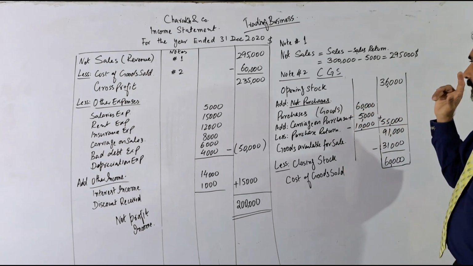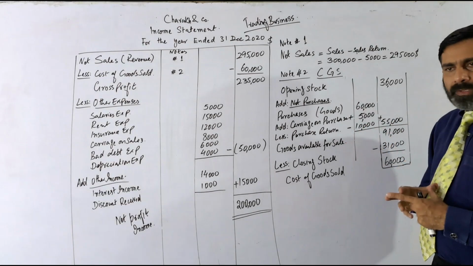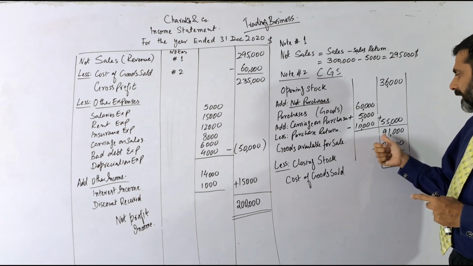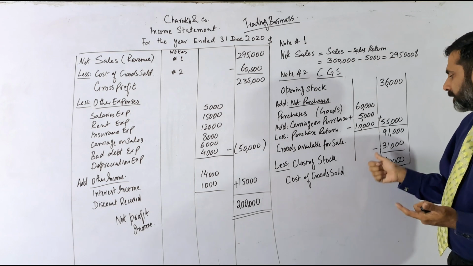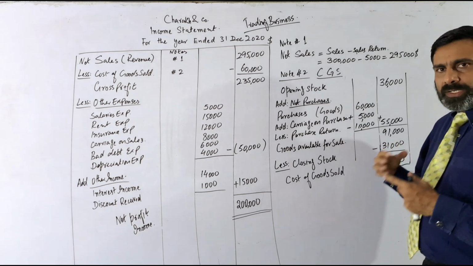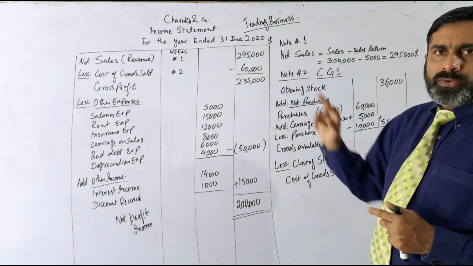In simple words, $36,000 worth of goods were available. They bought more, 55,000. So 91,000 total is available for sale. At the end of the year 31,000 is still available. So it means 60,000 worth of goods are sold. So that is put here as the cost of goods sold.